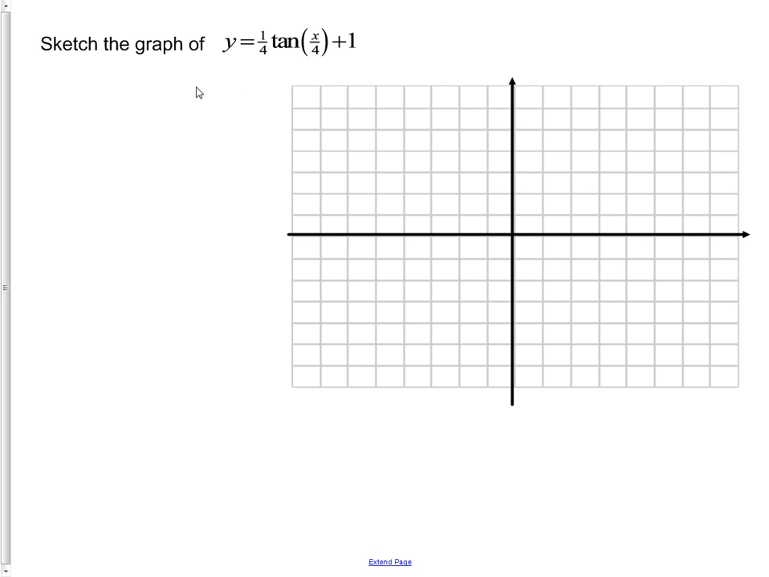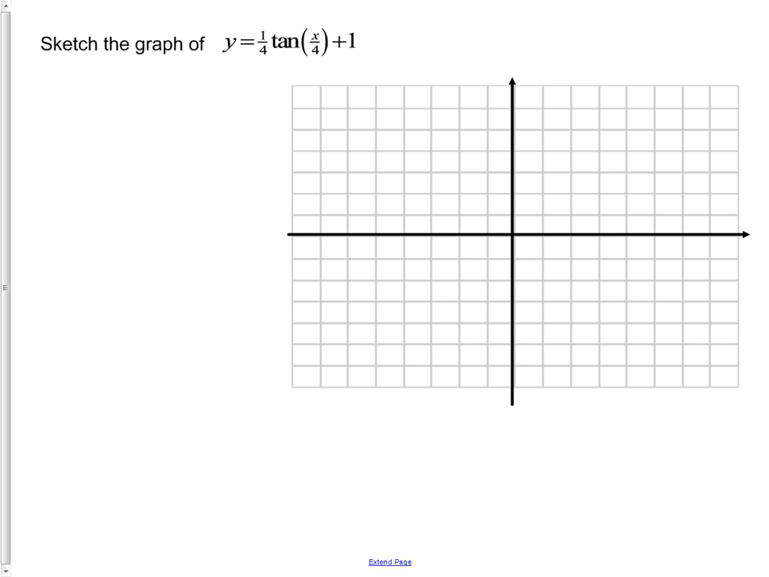Let's deal with one more example here. This time we're going to deal with our tangent function. There's a vertical shift here, we've got a change in period, and we've got a change in our vertical stretch. So we want to put all these aspects of our graph together and figure out what's going to happen.